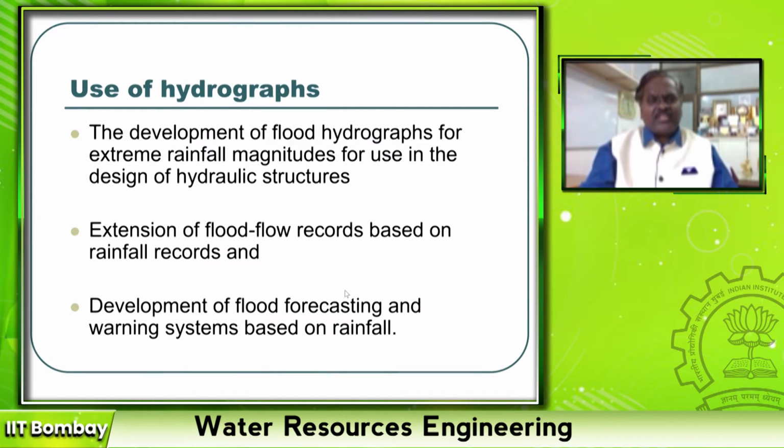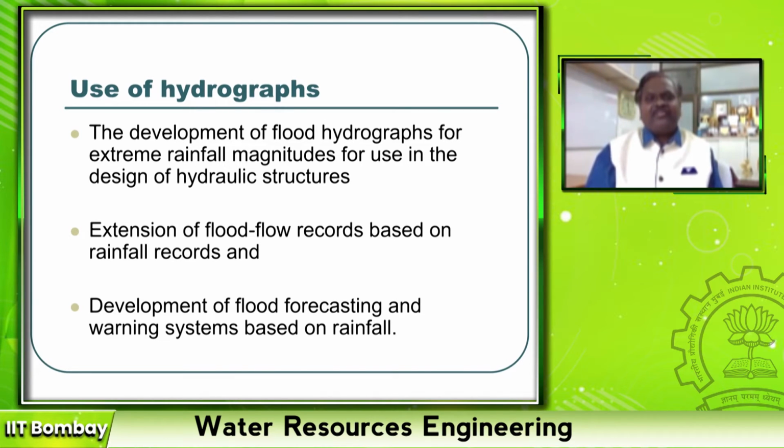So this is the first graphical relationship between rainfall and runoff. What is the use? Unit hydrographs are used in development of flood hydrographs for extreme rainfall that may be useful in design of hydraulic structures. Second one is extension of flood flow records, right? Like we have done the rating curve.